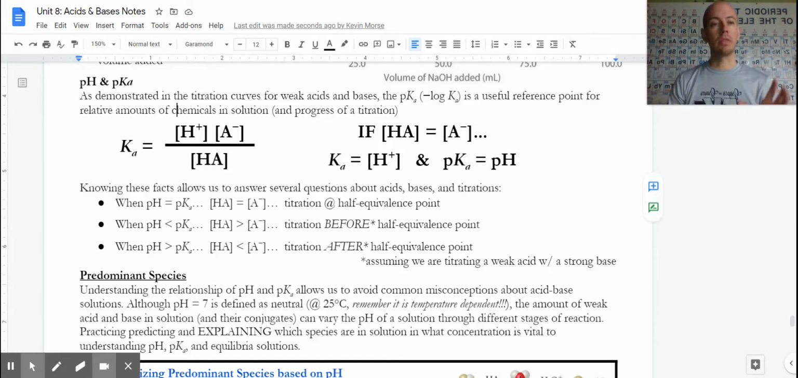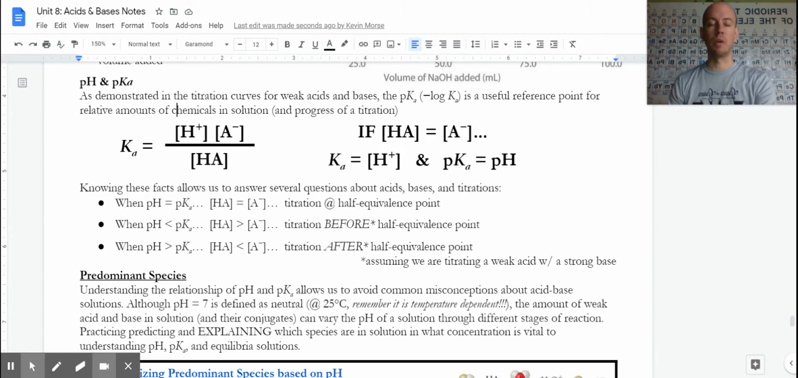When we think about the pH relative to the pKa, it gives us a relationship that allows us to know how much hydrogen ion, but also how much acid and conjugate base we have in solution. So the Ka equation is written here. Ka is the product of our ions over the unionized acid. The important idea that we referenced in the titrations video was the half equivalence point.